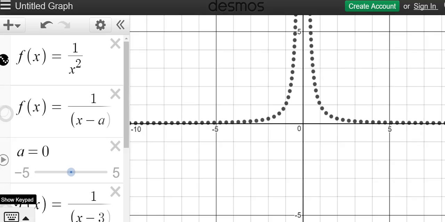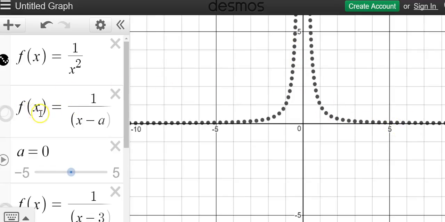I'm going to walk you through what I want you to get out of this using Desmos. So right now I have f of x is equal to 1 over x squared, and that is the dotted line, or the dotted graph that you see on the graph over here. This function is dotted lines.